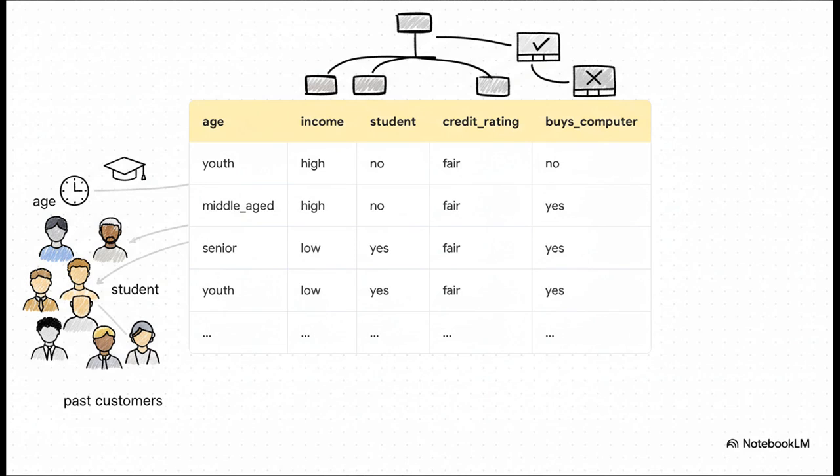So to build this tree, we start with a labeled training set. Just like this one right here. We've got data on past customers, their age, income, if they're a student, and that last column, buys_computer, that's our class label. That's the answer the machine is trying to learn how to predict.